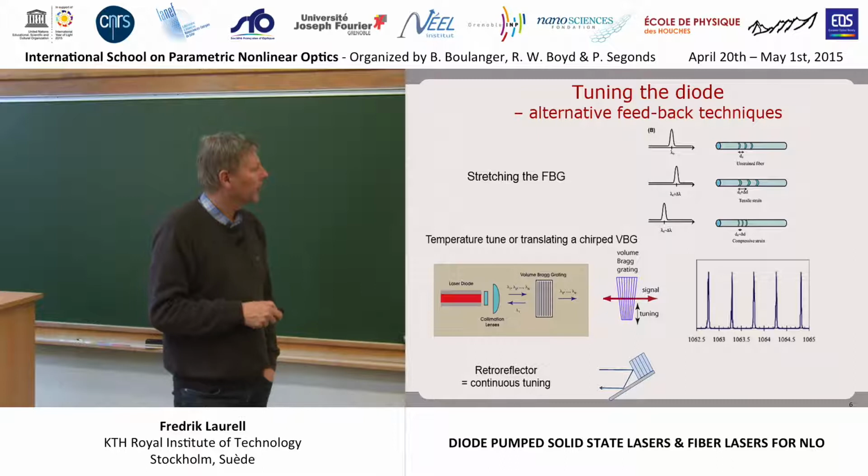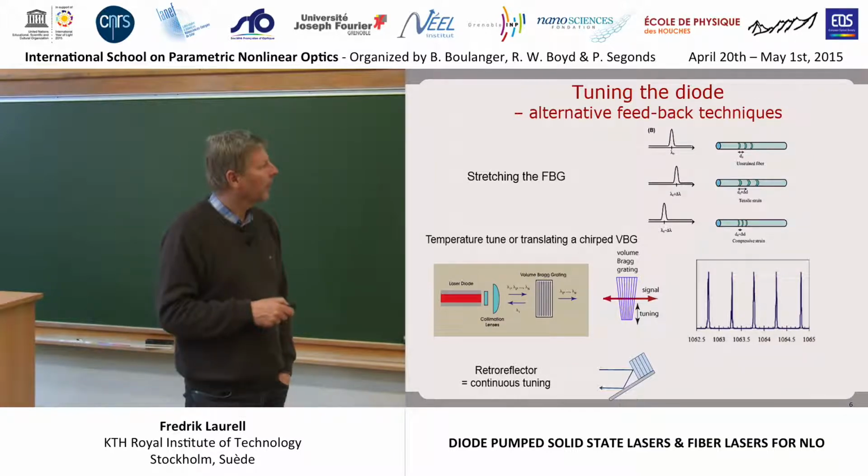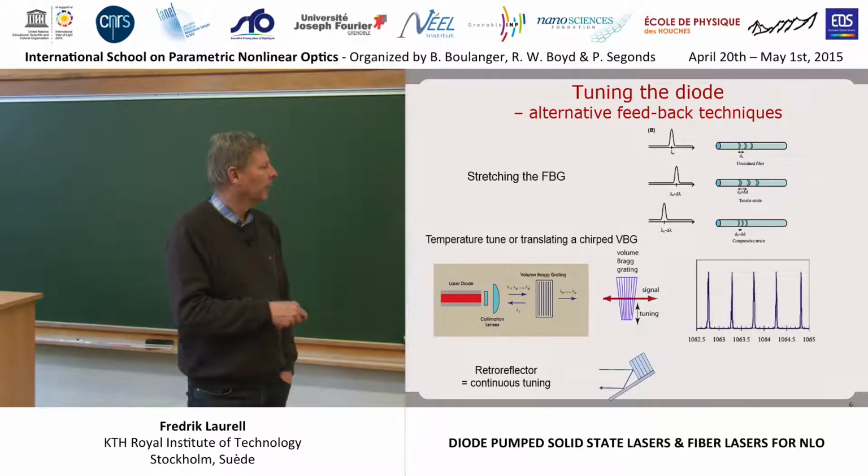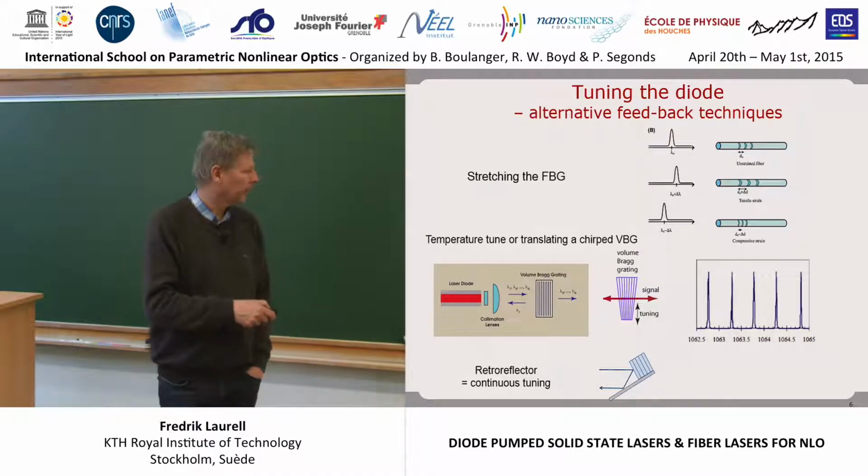Or if you use the volume Bragg grating, use these chirp gratings that I showed. You can also, in fact, sometimes put several gratings into a fiber or a VBG, and you can get several wavelengths then. And I will come back to the possibility of tuning by putting the conventional VBG in a retroreflector.